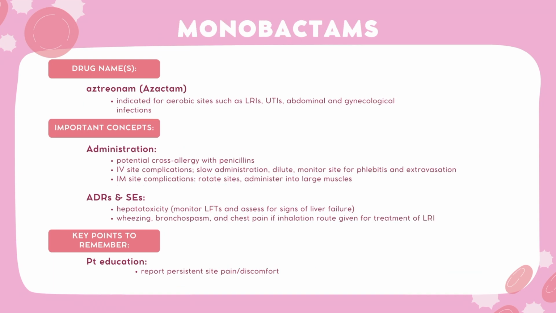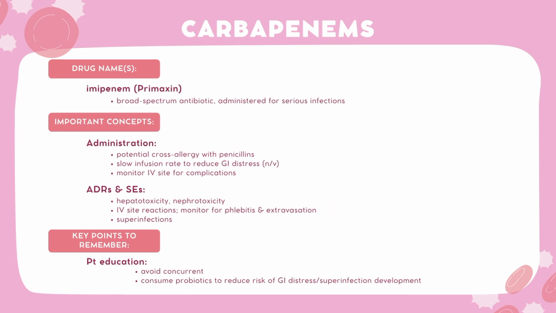The class monobactams includes the drug aztreonam. As mentioned before, sensitivity to penicillins may indicate that this patient will also be sensitive to this class. This medication may be given to treat aerobic bacterial infections, such as those present in the mucous membranes of the genitourinary and respiratory tract. Commonly reported complications include site irritation upon administration. Monitor closely for phlebitis if given IV, and if given IM, try to rotate sites and only inject into large muscles.